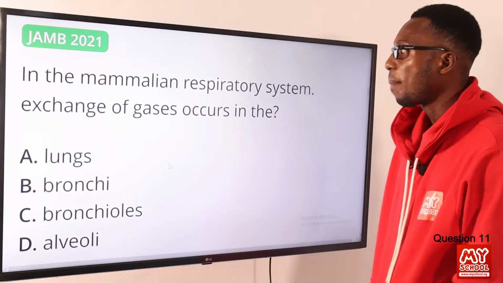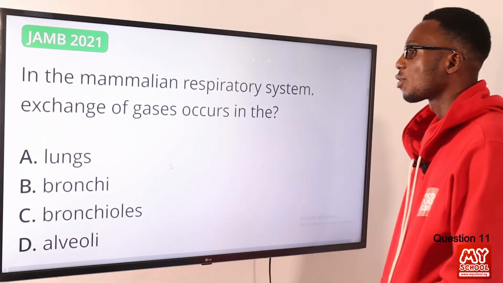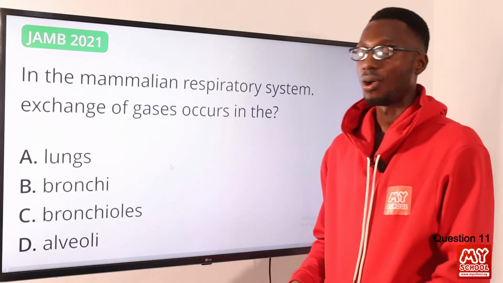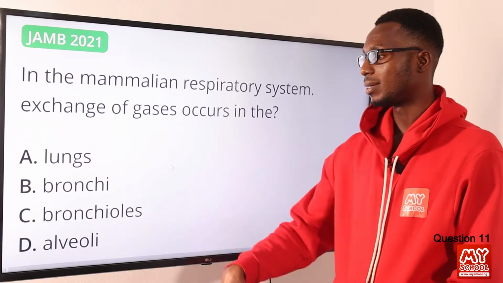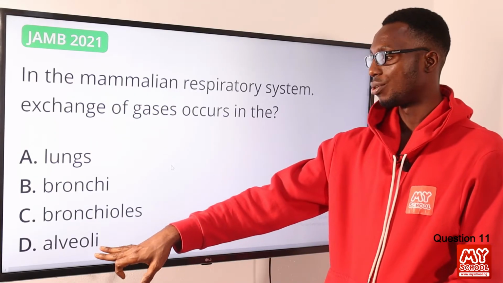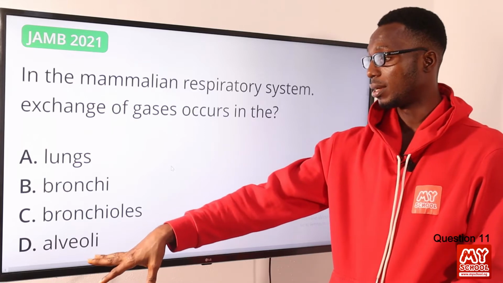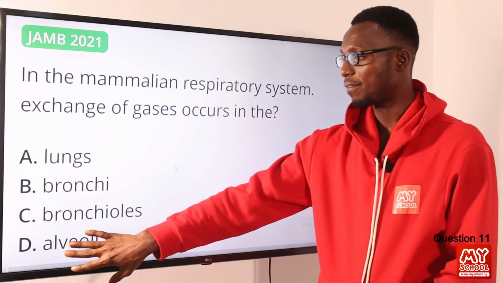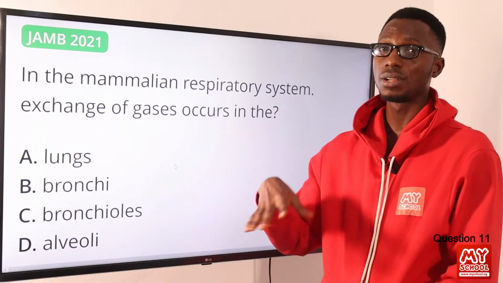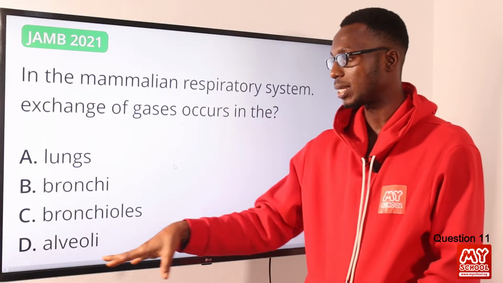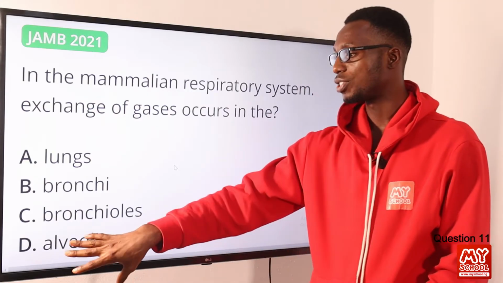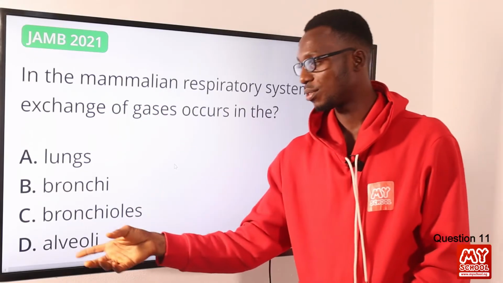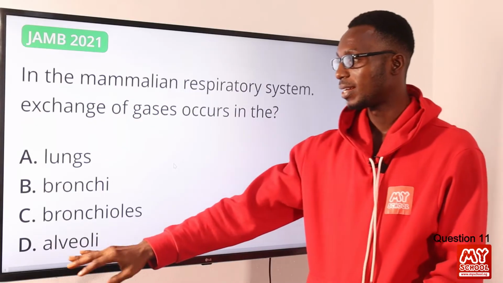11. In the mammalian respiratory system, exchange of gases occurs in the alveoli. These are tiny sacs around each bronchiole. Right here, this is where gaseous exchange takes place. The walls of the alveoli are a very good respiratory surface. The oxygen coming from here will diffuse into the blood, and the CO2 in the blood will diffuse into the sac. You can see this. So this is where the gaseous exchange takes place.